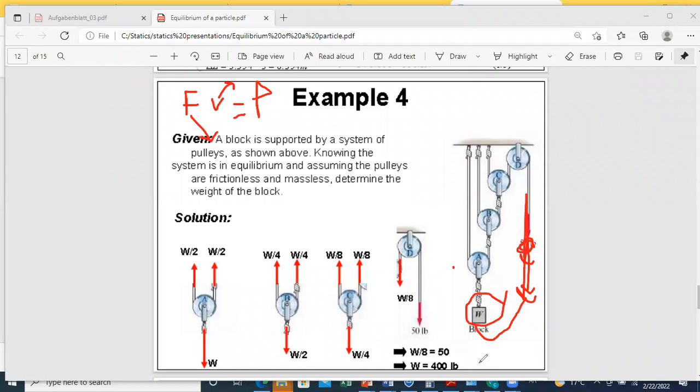Okay. Any other question on this problem?